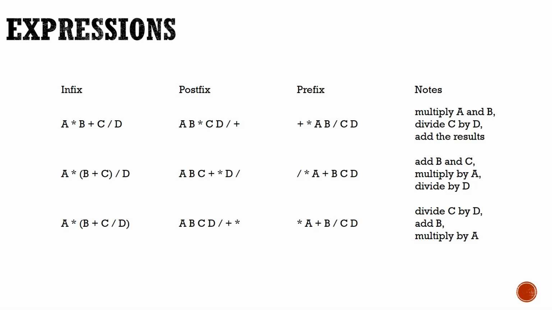Let us take the second example. Now we use the parenthesis to alter the precedence over here. So first to be solved is B plus C. So this is to be solved first. That is BC plus. Fine.